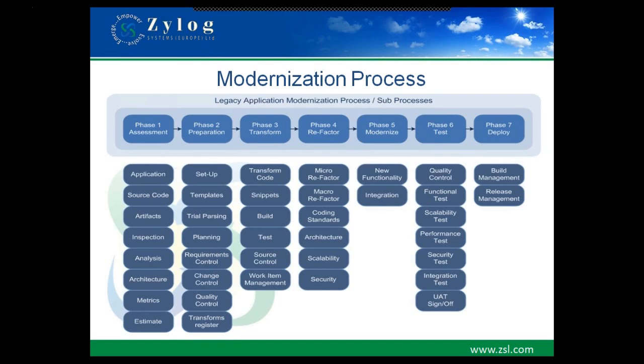So what do we do in phase three? This is where the bulk of the work is done. This is where the old code is parsed into intermediate language. It is transformed, and we build in snippets. There are times the whole code is transformed. There are times we don't want to take the old dead code from the legacy applications, so we take functionality by functionality, a vertical slice at a time.